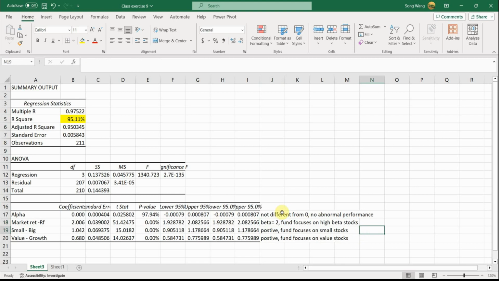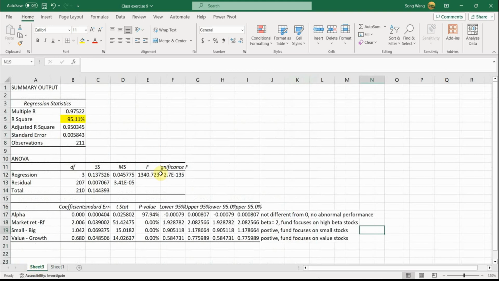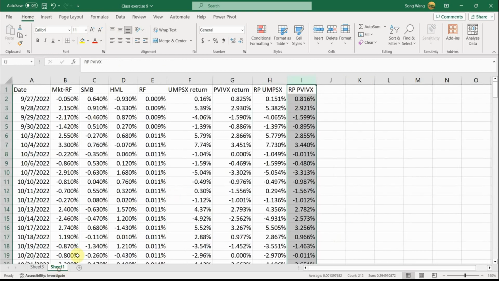You're going to do the same analysis for the other mutual fund, and then write the same kind of explanation as what I did here. You're going to look at the p-value, highlight the coefficients, and also write down the description here, based on what you see from the regression result on this mutual fund.